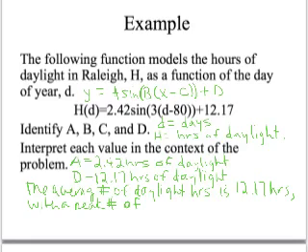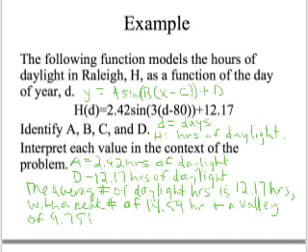hours, and a valley of whatever 12.17 minus 2.42 is. A valley of 9.75 hours. And I've just said peak and valley. You could say max and min, maximum and minimum. But when you're interpreting A, B, C, and D, you always interpret A and D together. So the average is D, and the maximum occurs when you add A to D, and the minimum occurs when you subtract A from D.